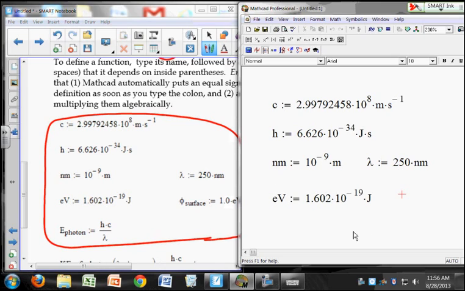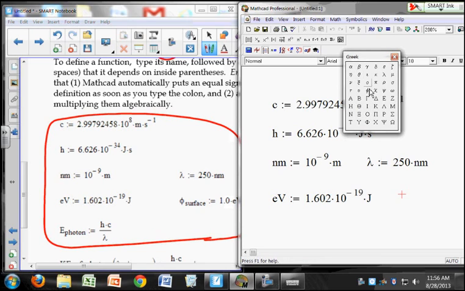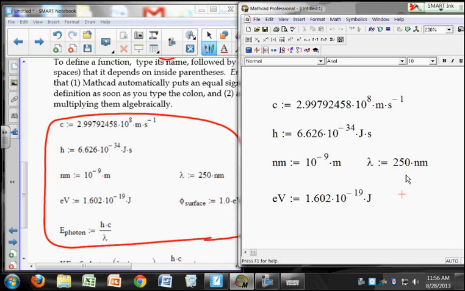How do I enter the Greek letter phi here? Insert, you need to pull up the Greek toolbar, phi, or you can just enter the Roman equivalent for phi, which is lowercase f, and then hit Control G, and then colon, oops, sorry.